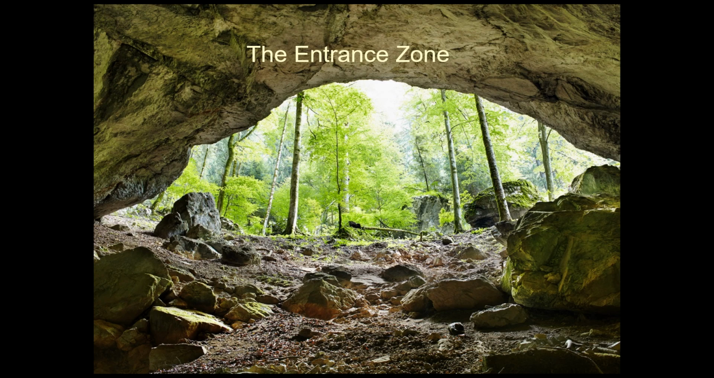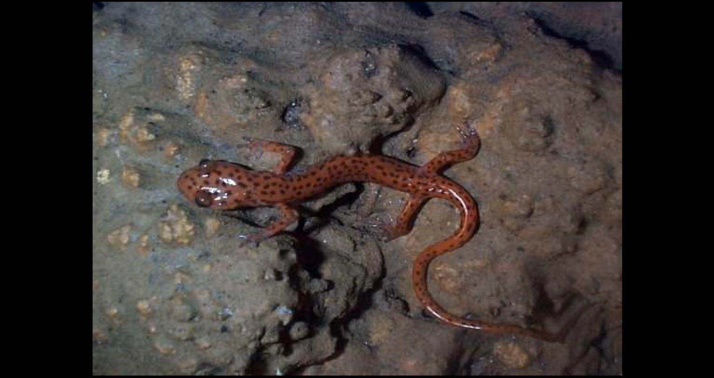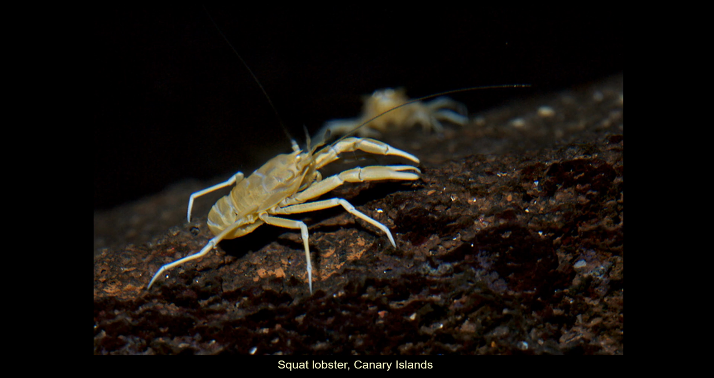So what kinds of animals might you find? Here's the entrance zone, what it might look like. And of course these fellows, these raccoons, other types of animals that spend a portion of their life outside the cave. You can almost always tell an animal that's not living exclusively in the cave or the dark zone of the cave because they have pigment, like the salamander and the squat lobster in the Canary Islands.